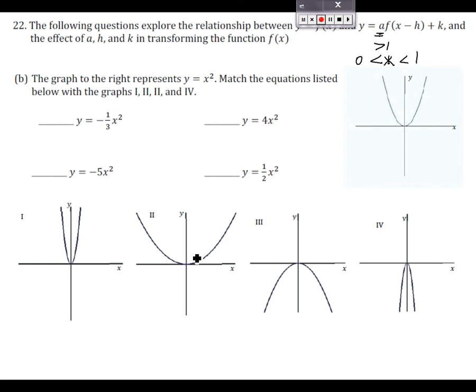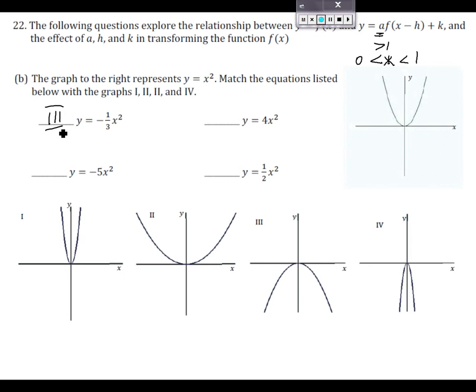The effect of this negative sign is either the parabola opens up or opens down. So in this case, it's negative, it opens down. So we're gonna go opens down but wide, because this number is a small number between 0 and 1. So we're gonna go for this one is 3.